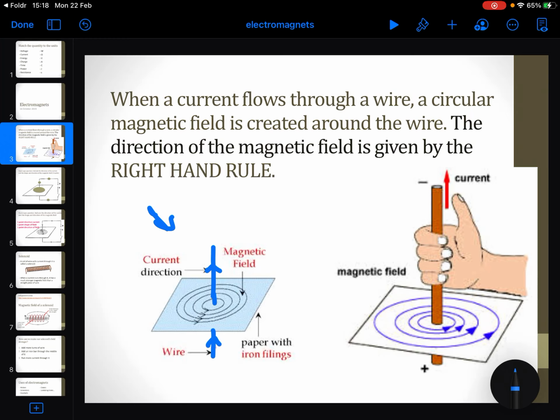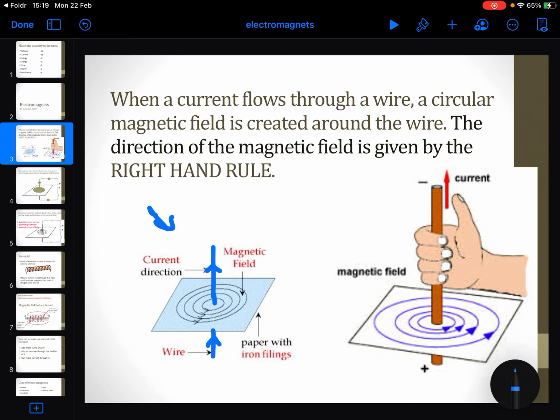Now, the direction of the magnetic field is given by the right-hand rule. By this I mean, can you see that circle has got arrows on it? Because remember, with a magnetic field, the lines will always point the direction a compass would point. So you always have to draw arrows on your magnetic field. Here, current is going up, and you can see that the magnetic field is going round anti-clockwise. I can tell that it's going to be anti-clockwise because I use this right-hand grip rule.